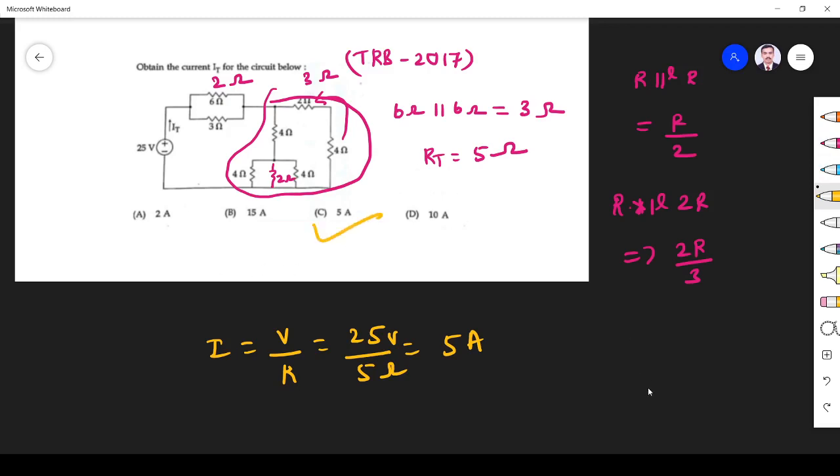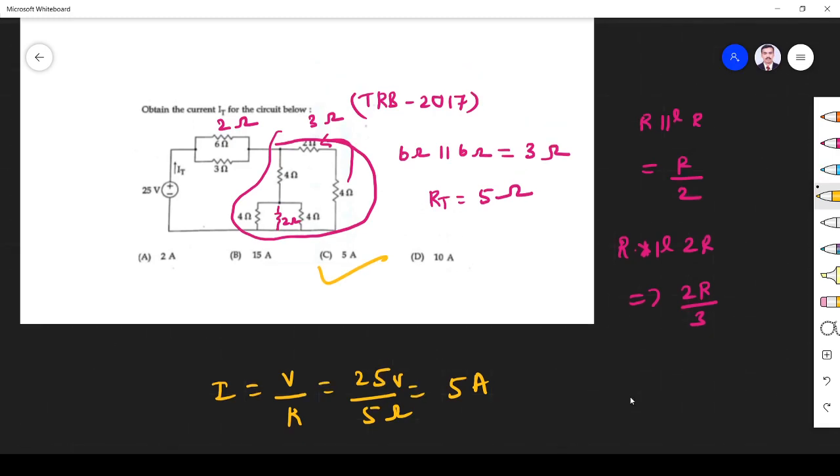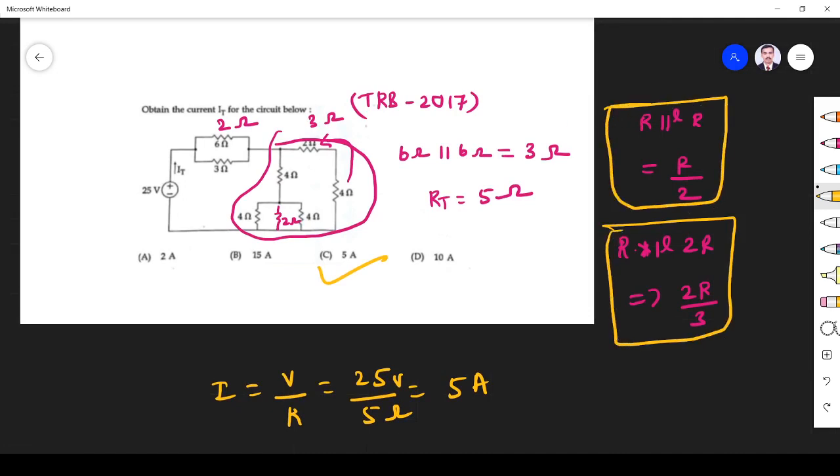I hope you understand this problem. This is a simple problem. If you know this shortcut, it will be really useful to solve the problem in the fastest way. Next question.